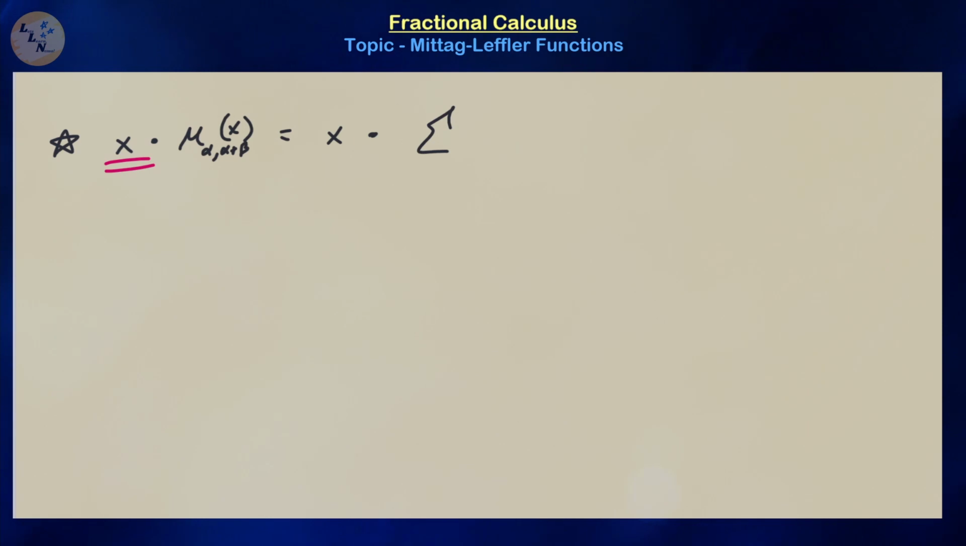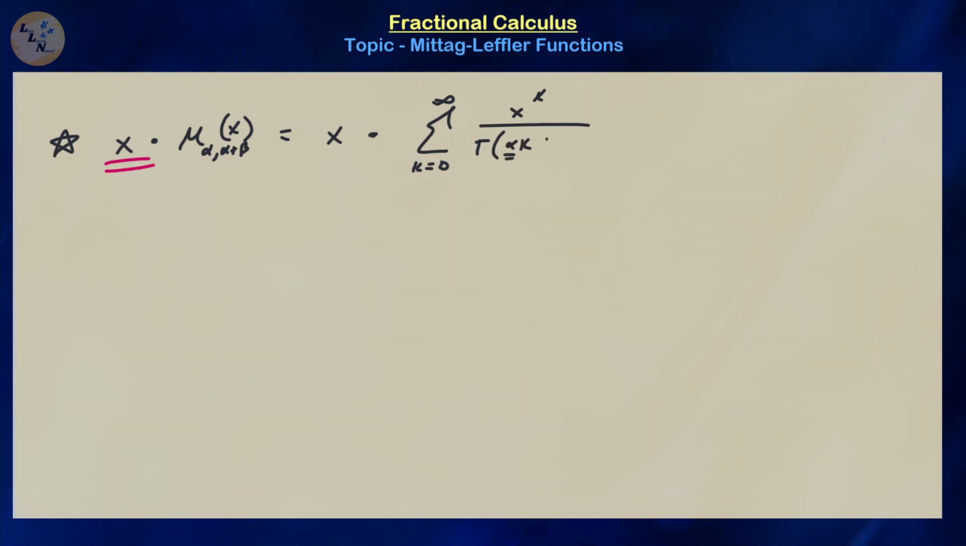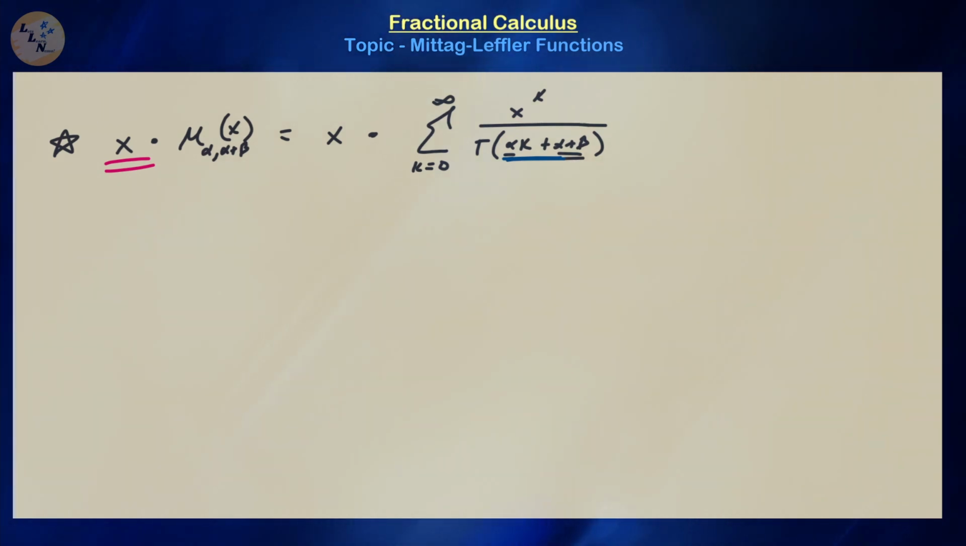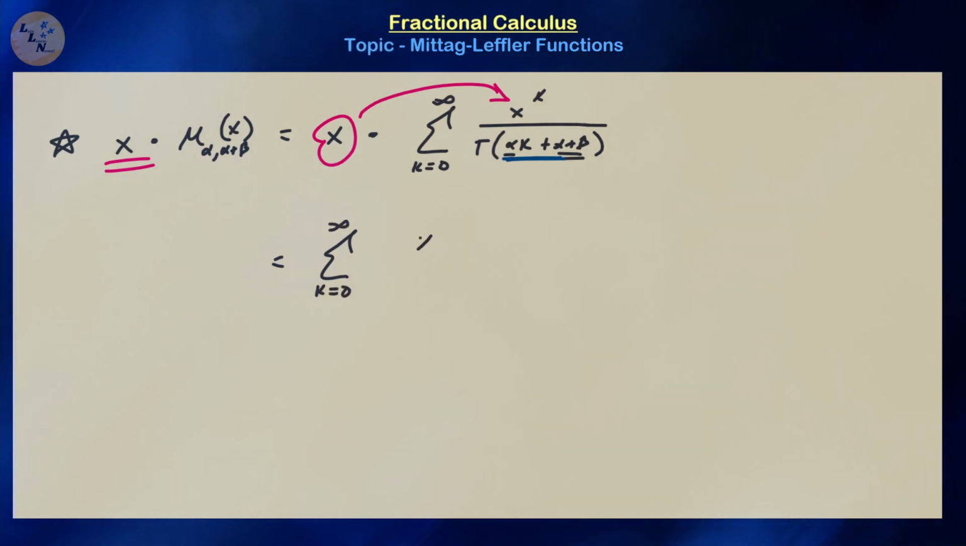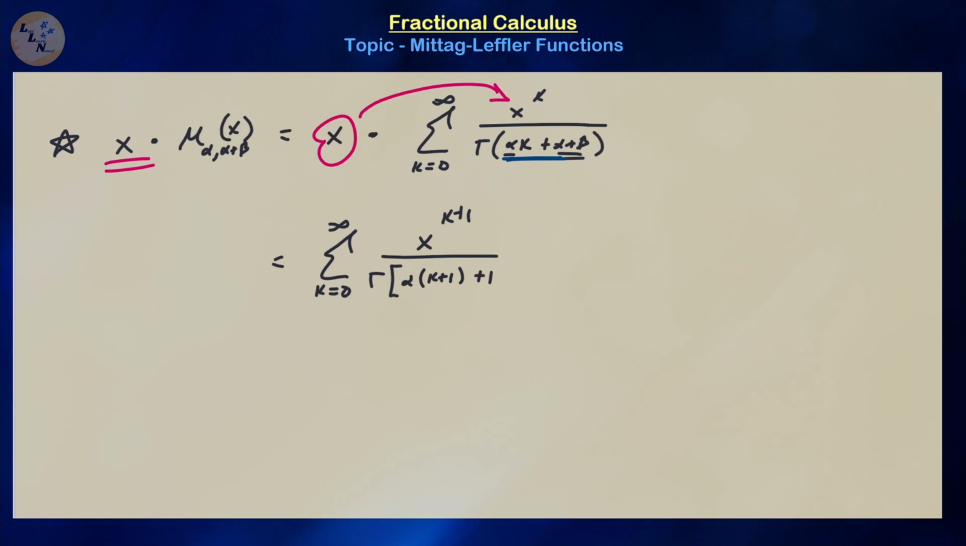So that's going to be equal to x times the sum from k equals 0 to infinity of x to the power of k divided by gamma of alpha k, where alpha is the first parameter, and then alpha plus beta is going to be the second parameter. Now what I want to do is focus on these first two terms and the alpha that is in common between them, and then I can factor it out. I'm also going to distribute this x into the top exponent, which gives x to the k plus 1 on top. So that's going to give me the sum from k equals 0 to infinity of x to the power of k plus 1 all over gamma of alpha times k plus 1 plus beta.